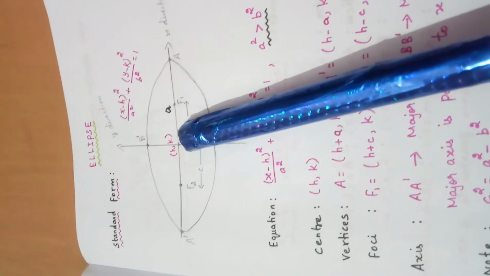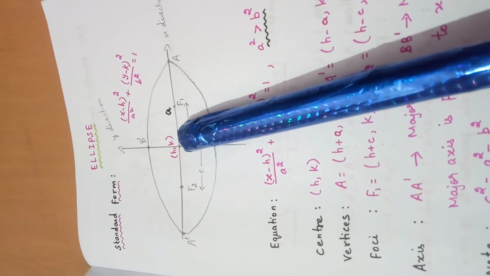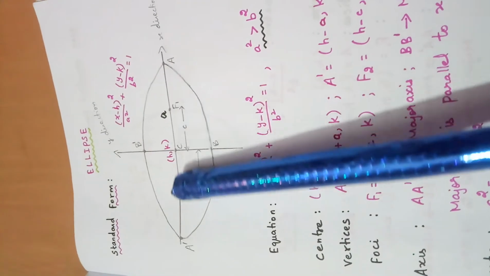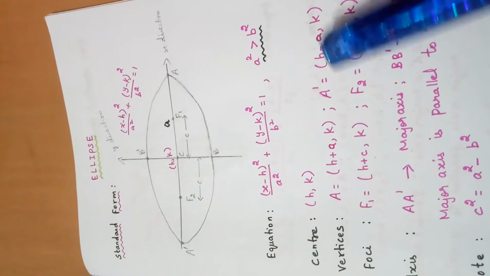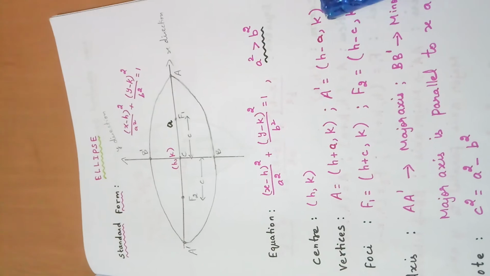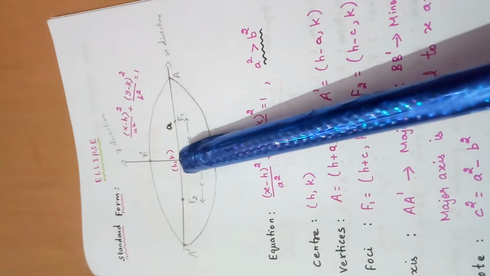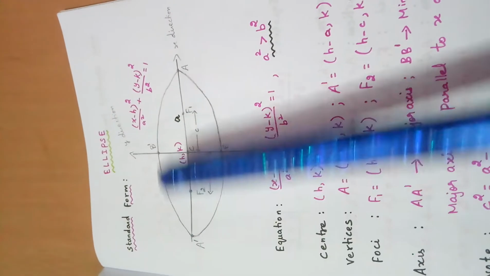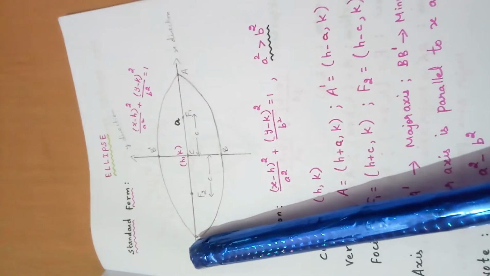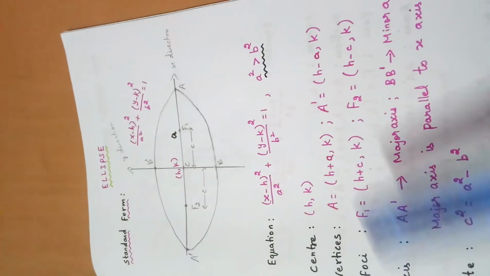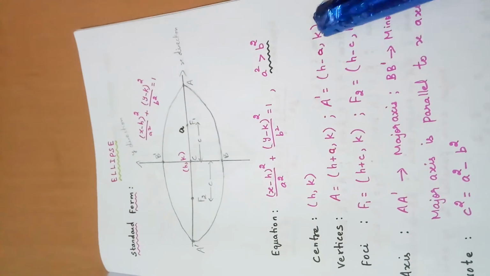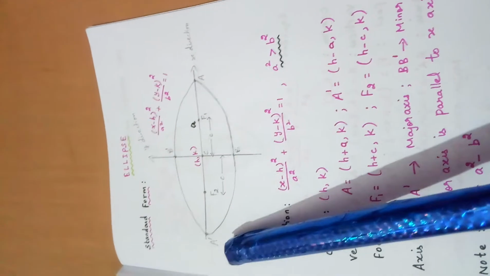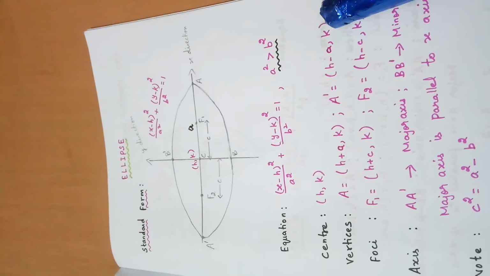What is the meaning? Already center is h. Again, from center to this a dash, the distance is a. Since it lies in the left side of x-axis, we are putting minus sign. So h minus a comma k. Again, y value will not change because it lies in the x-axis. So throughout this line, y value will be the same. I think you will understand. So from center only we are writing vertices formula. Right side vertex is given by h plus a comma k. Left side vertex is given by h minus a comma k.